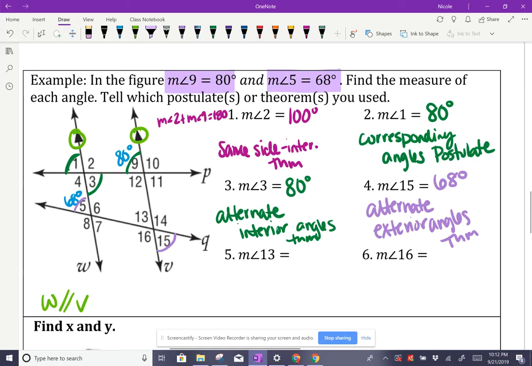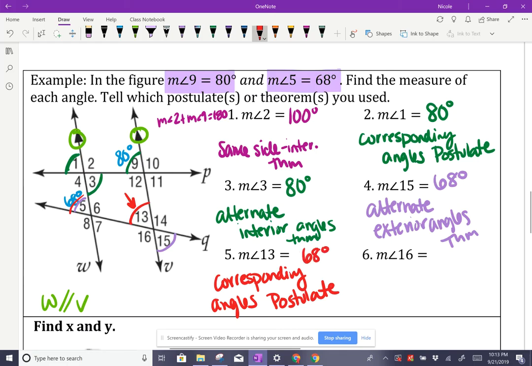Now we have the measure of angle 13. So if we look at 13, which is over here, we can also see it has a relationship with angle 5, and that's going to be a corresponding. So we have another pair of corresponding angles by the corresponding angles postulate, which tells us that they are congruent. So the measure of angle 13 is also 68 degrees.